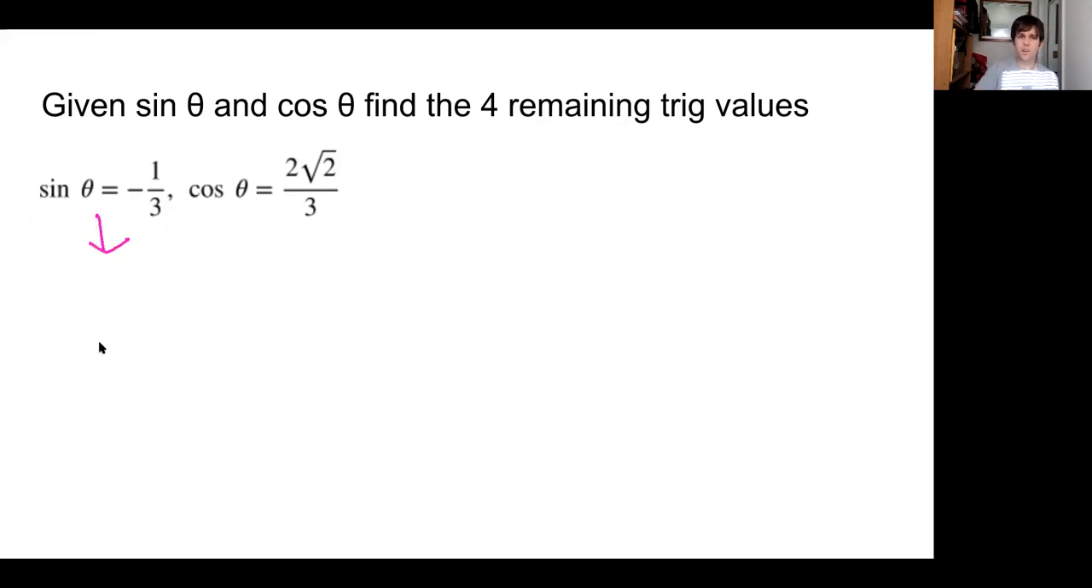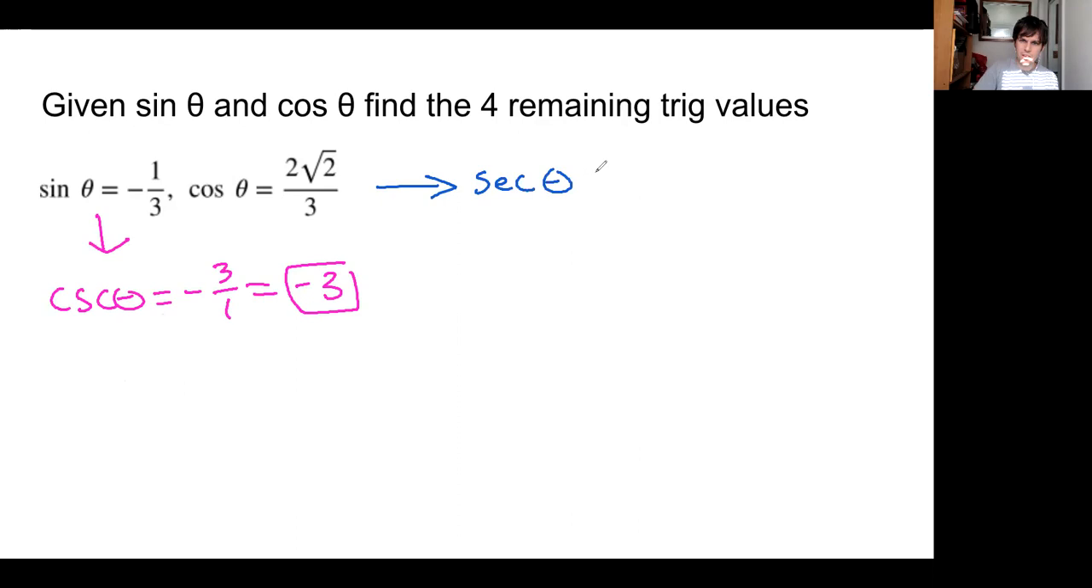Sine and cosecant are reciprocals. So using the sine ratio, I can easily figure out that cosecant is the reciprocal of sine. Instead of negative 1/3, it's going to be negative 3 over 1, which is -3. Easy, right? And then the next one, I can figure out secant based on cosine. Secant is the reciprocal of cosine, so secant of the angle is going to be the reciprocal of this, which is actually a little messy, but that's fine.